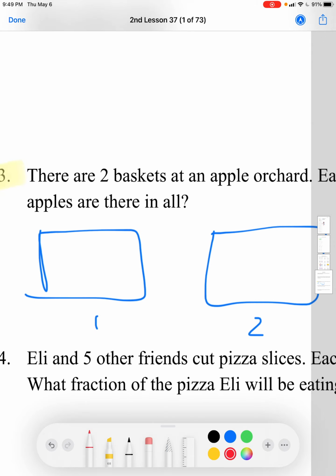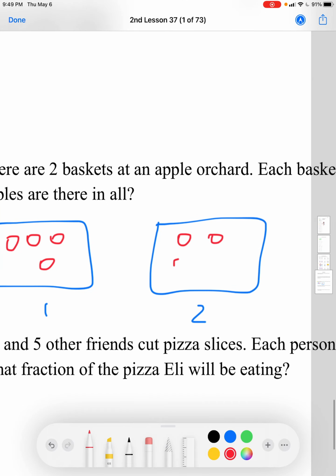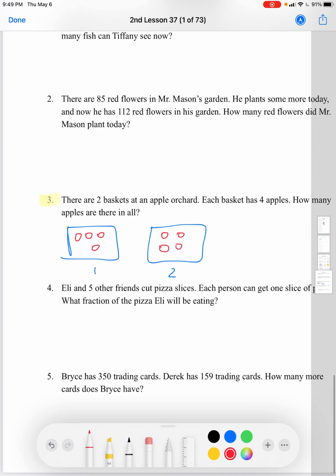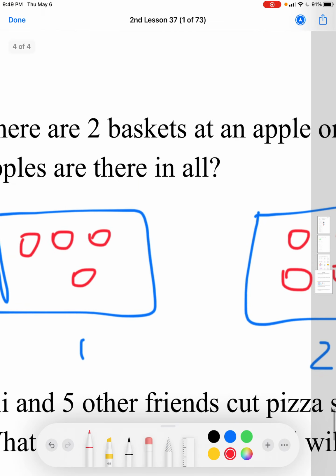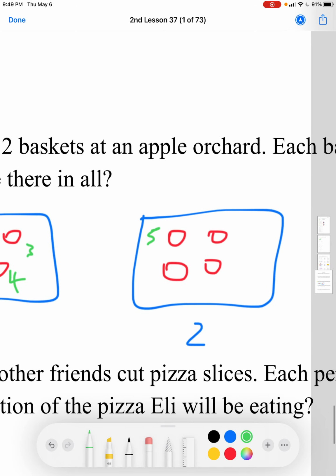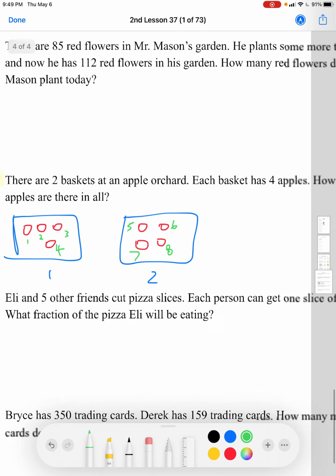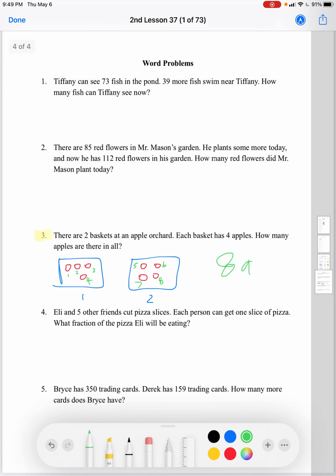So we'll just draw a little circle. 1, 2, 3, 4. 1, 2, 3, 4. So each basket has 4 apples. How many apples are there in all? You can just count. 1, 2, sorry, you can't really see that. 1, 2, 3, 4, 5, 6, 7, 8. We have 8 apples in total.